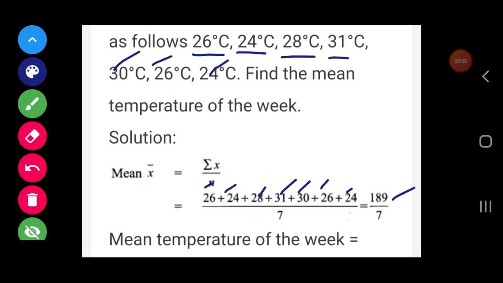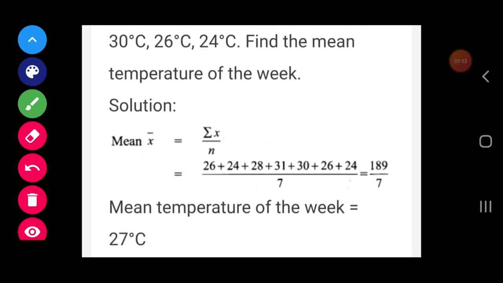Here they have given values for a week. In a week we have 7 days. We can check: 1, 2, 3, 4, 5, 6, 7. 7 values are given, so we have to divide by 7. So 189 by 7 will be 27 degrees Celsius. So our required answer, the mean temperature of a week, is 27 degrees Celsius.